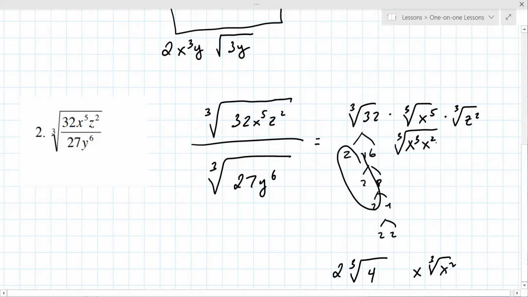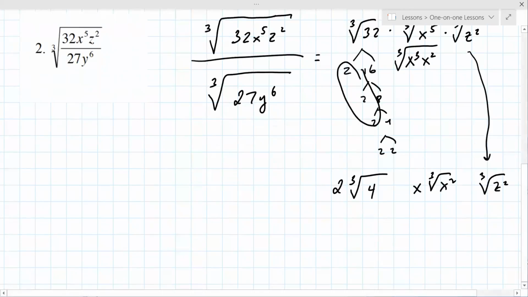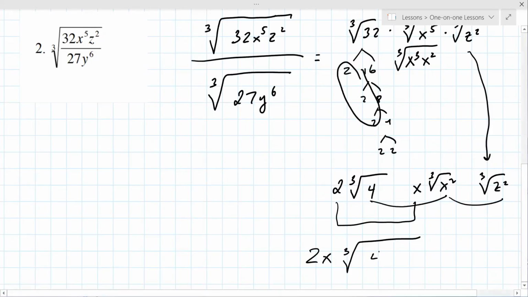Oh, okay. This last one, a little bit of an exception. This power of 2 is not bigger than 3. So it's kind of like the cube root of x squared. You just leave it. This also just becomes the cube root of z squared. So if the power inside is smaller than this number on the outside, you just leave it for now. So then you pair up the stuff on the outside. So there's a 2x on the outside, cube root of whatever's left on the inside, 4x squared z squared for that. Got it.